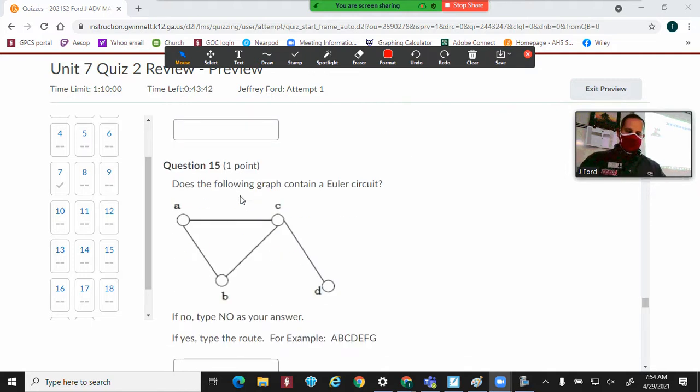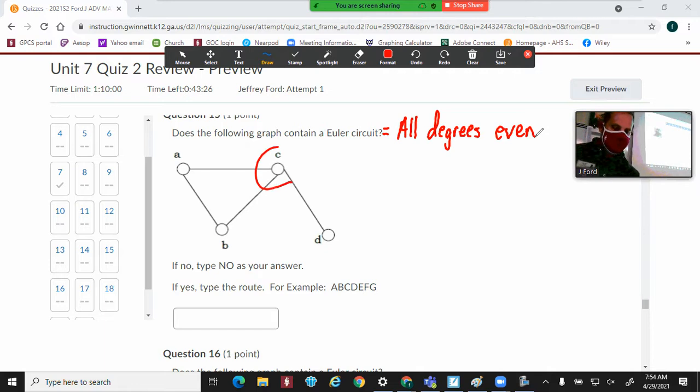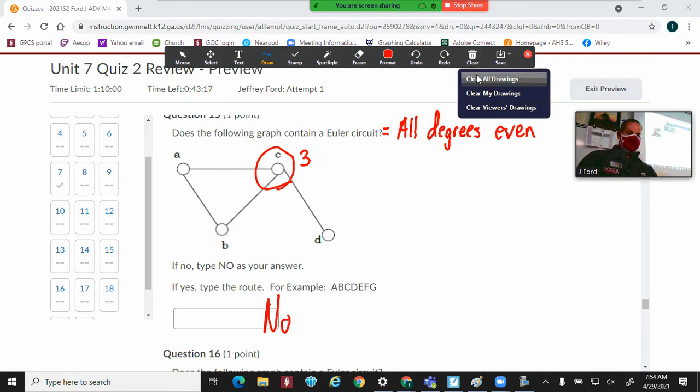All right. Does the following contain an Euler circuit? Now remember, Euler circuit means, if you remember, all degrees have to be even. So I'm just looking at vertex C. Vertex C has a degree of 3. That's a no. Just because right then and there, that just kills everything. All the degrees have to be even.